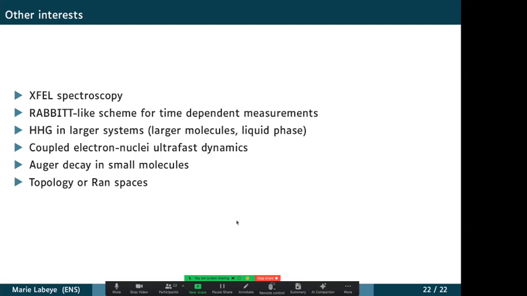Thank you very much, Marie, for this nice talk. So there's time for questions. So if you have a question, please go to the reaction sections in the panel below and raise your hand.